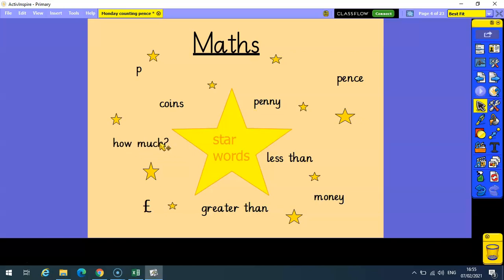Okay, star words, different star words today. My turn, your turn. I'm going to say it first, and then I want you to say the same word. Money. Your turn. Coins. Your turn. Penny. Pence. How much? Greater than. Less than. And here they are in our star words, but they're actually just two different symbols. We'll come to that.